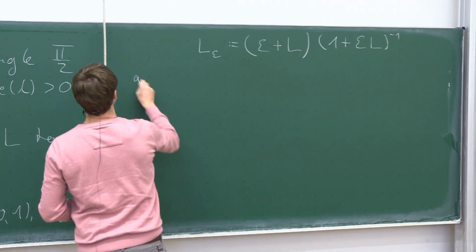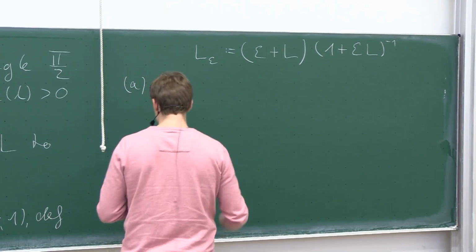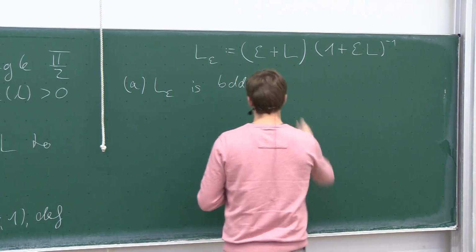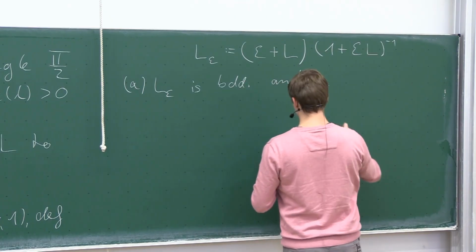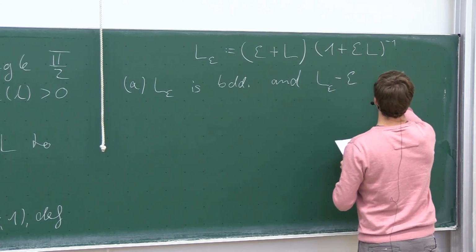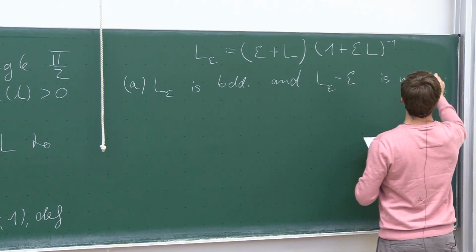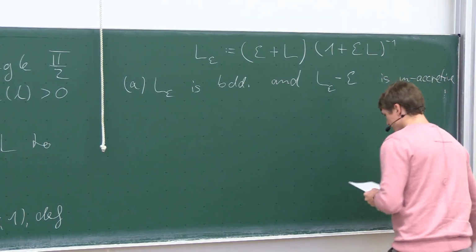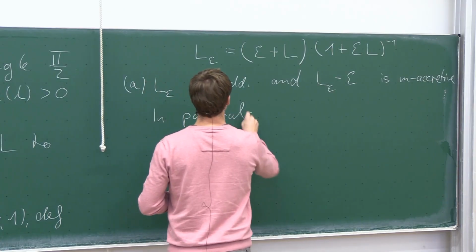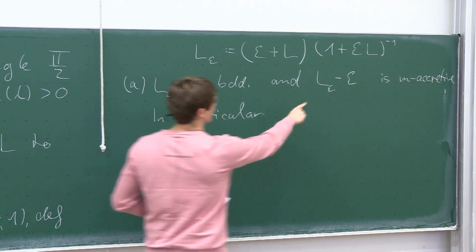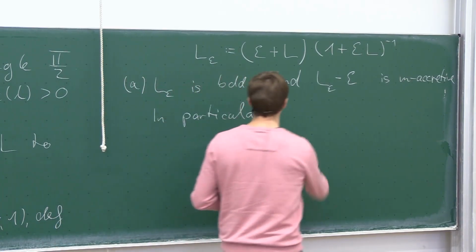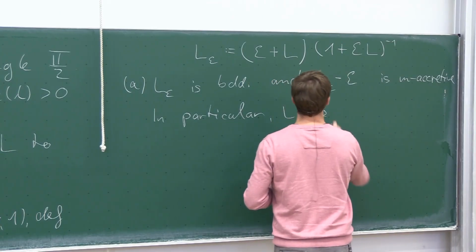All right, so the first statement here about this operator is that L epsilon is indeed bounded, and L epsilon minus epsilon is accretive. In particular, that L epsilon minus epsilon is accretive is even a stronger condition for L epsilon to be accretive. So in particular, L epsilon is accretive.